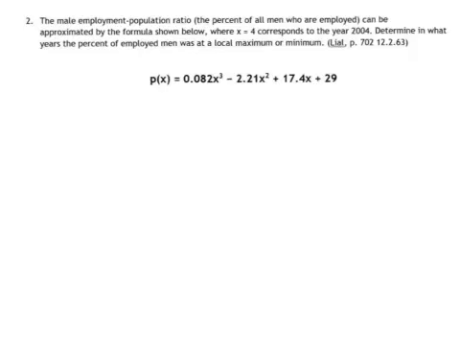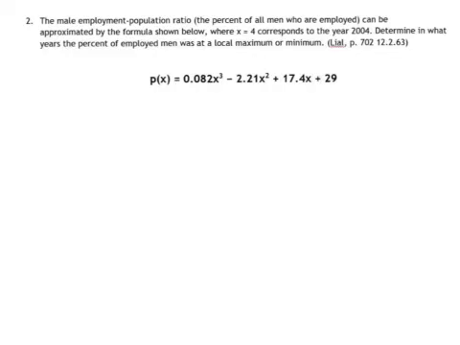Welcome to week 7, question 2. We're still looking at local extrema, so local maximum and minimum points on a curve or on a function. The question reads: the male employment population ratio, which is the percent of all men who are employed, can be approximated by the formula shown below, where x equals 4 corresponds to the year 2004. Determine in what years the percent of employed men was at a local maximum or minimum.